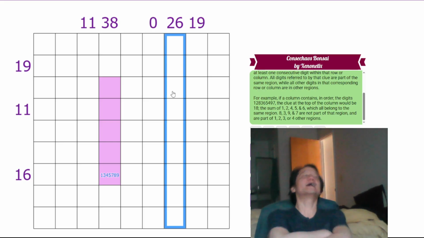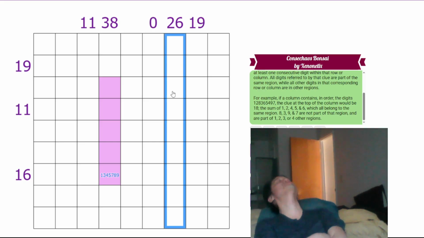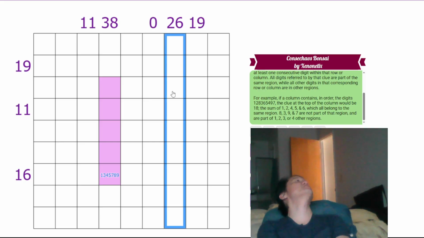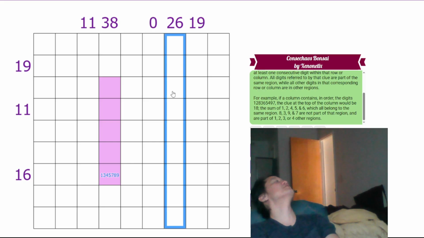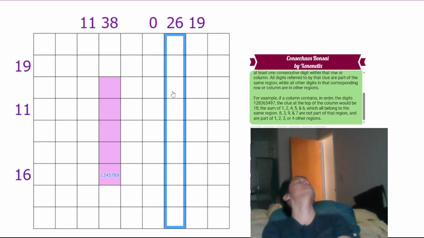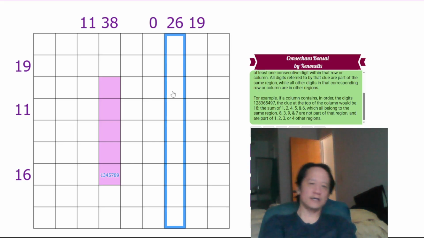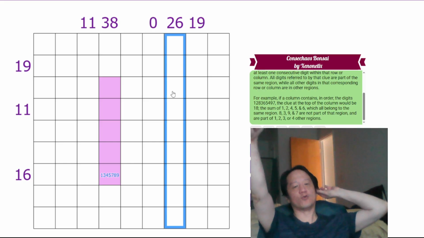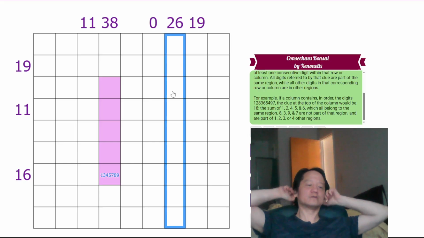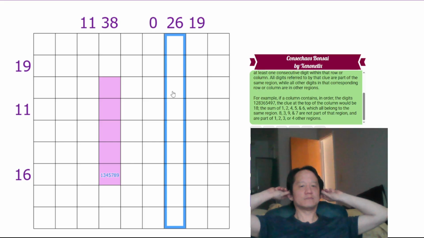So if you have 9 and 8 in that region, that would leave 17. You could have 4 and 5 with that, right? 9 and 8 is 17. 26 minus 17 is 9 left. And it could be 4, 5, or it could be 2, 3, 4 as the other parts. That's interesting.